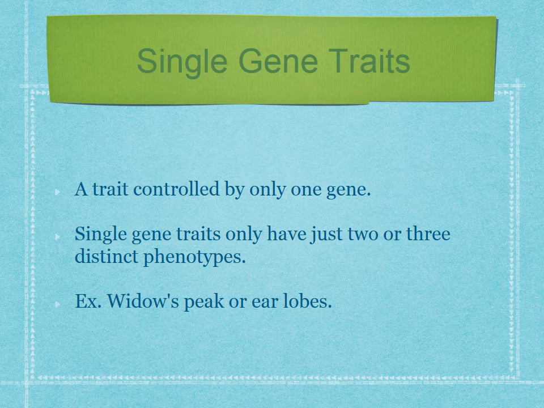Then we can talk about single gene traits, and these are traits controlled by only one gene. And single gene traits only have just 2 or 3 distinct phenotypes. So think of our widow's peak, our earlobes. Widow's peak, we can either have that nice V-shaped hairline or a straight hairline. We have earlobes that can either be attached or detached. So those are single gene traits.